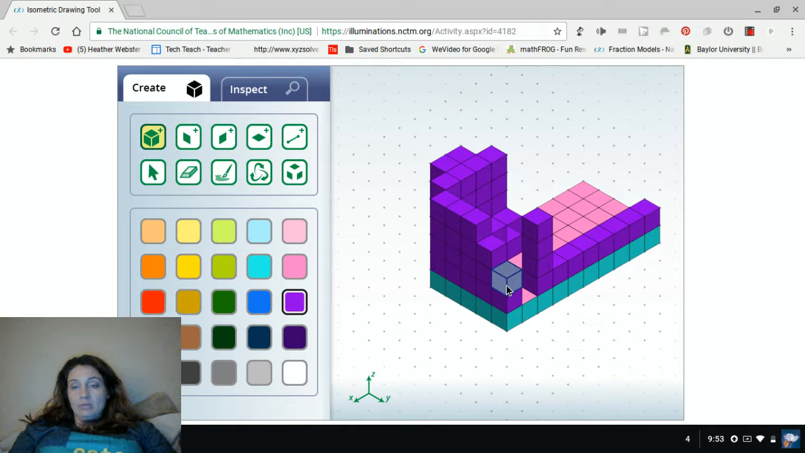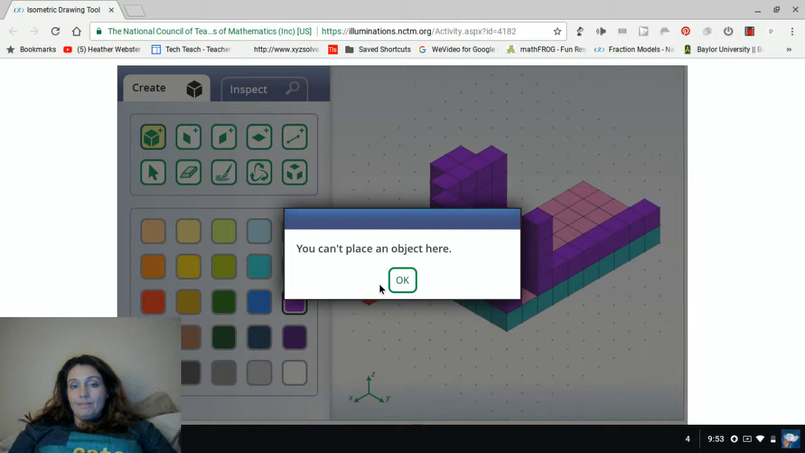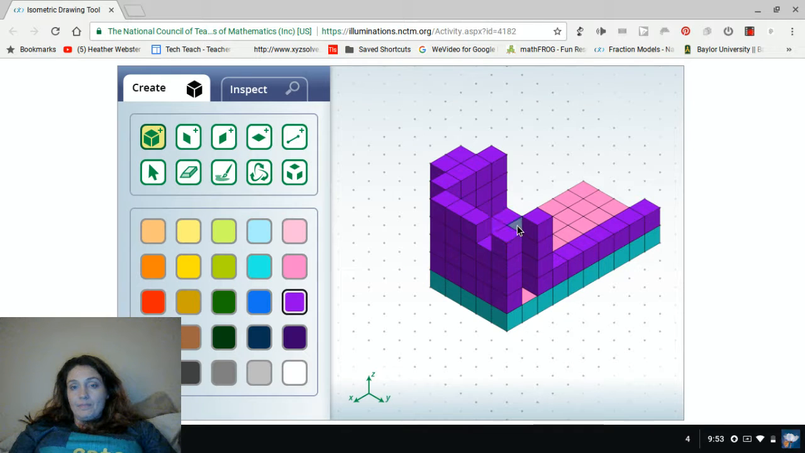So I'm going to use this one right here. 1, 2, 3, 4. What's not letting me go up? Oh, 4. It's going to let me go up 4 high. 4 more. And again, I can keep filling these in, and it's going to fill in my box to make it three-dimensional.